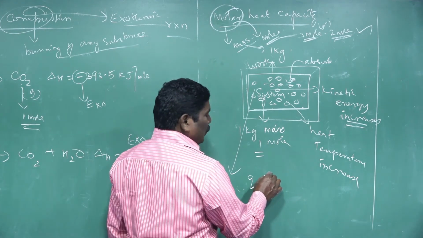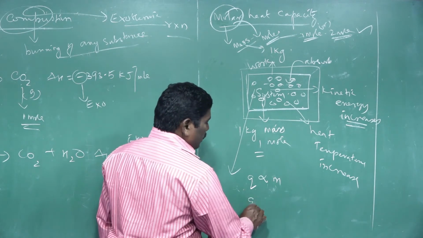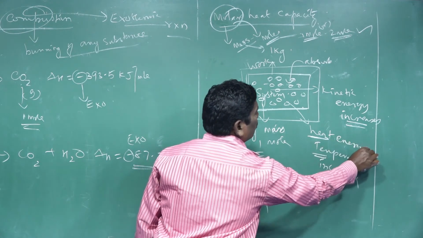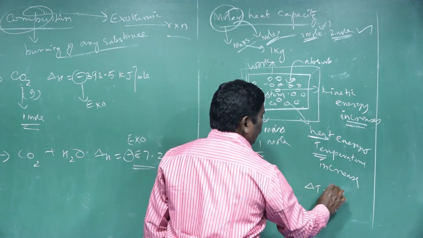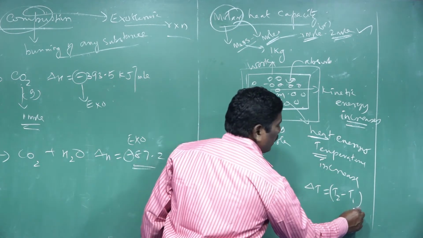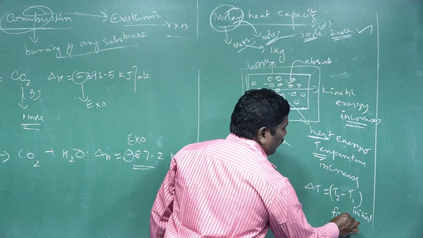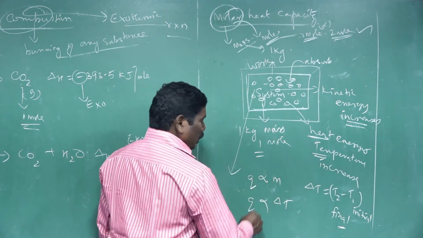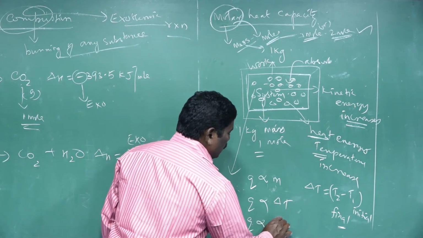We can write that Q is directly proportional to the mass we have taken here. Q is also directly proportional to the temperature change, the heat energy involved in this process, that is, directly proportional to delta T. Delta T is nothing but T2 minus T1, the temperature difference between initial and final, where T1 is initial and T2 is final. That is the point you should understand. Now combining both, Q is directly proportional to M into delta T.